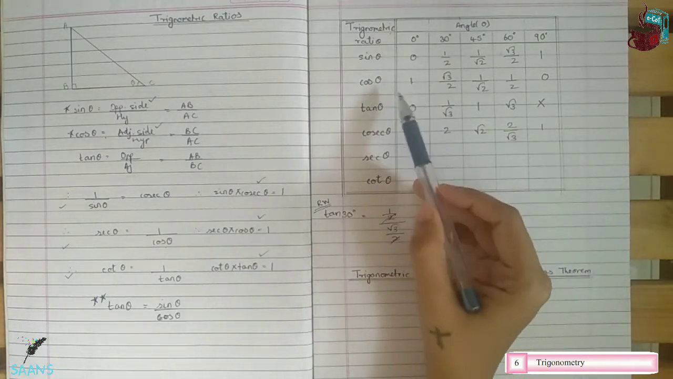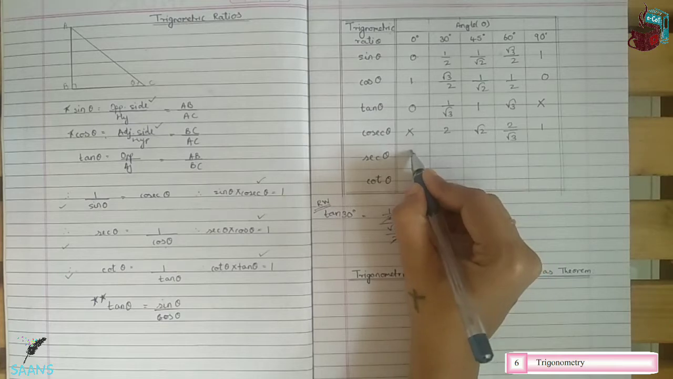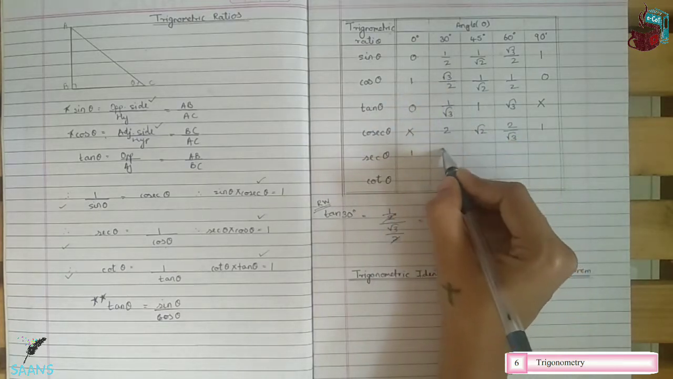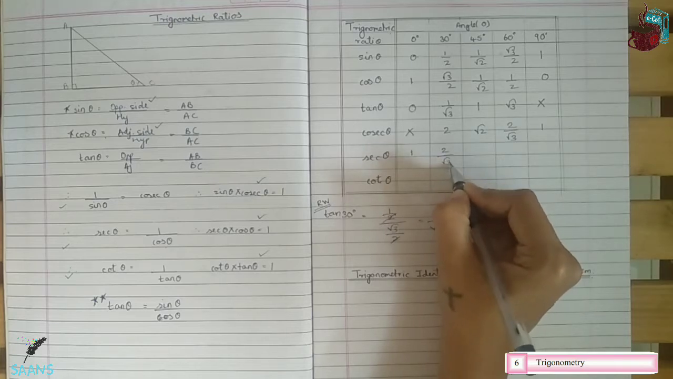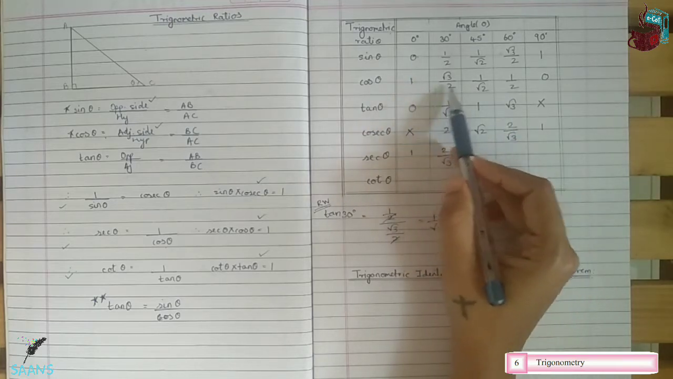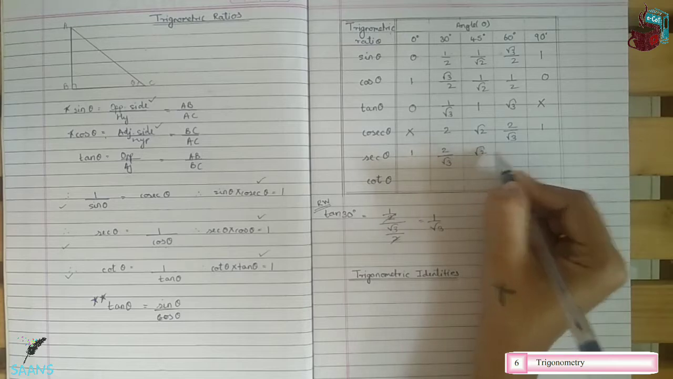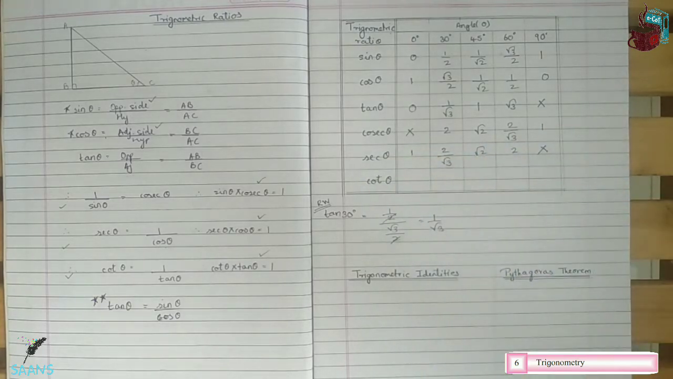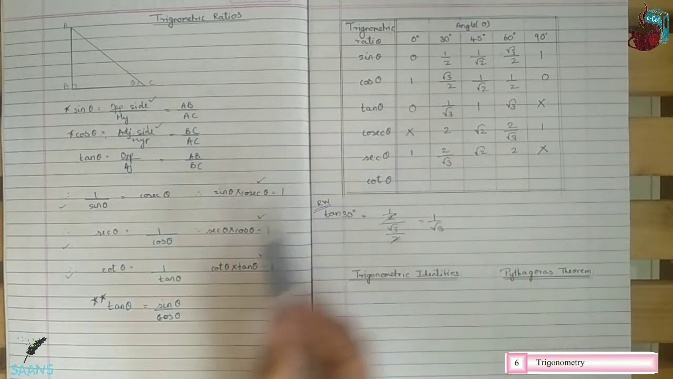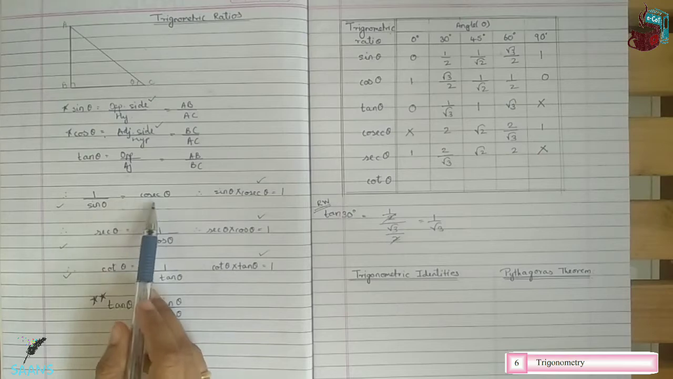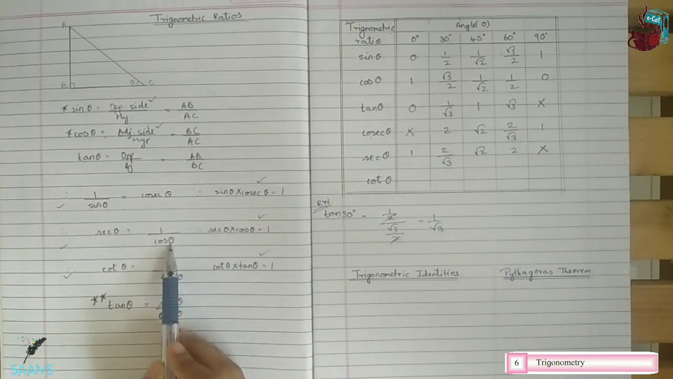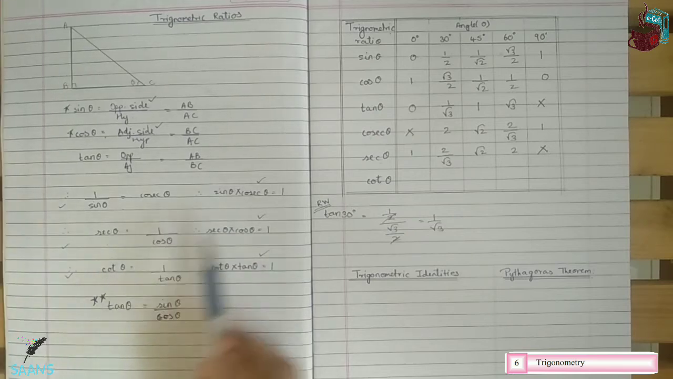So this is how it works. Okay. Now sec is the reciprocal of cos. The reciprocal of 1 is 1. 2 upon root 3. Okay, correct? You have to just do the reciprocal. Then it is root 2. Then it is 2. 0 upon 0 is not defined. Okay, I hope you are understanding this. So cosec is the reciprocal of sine. Sec is the reciprocal of cos. And now cot is the reciprocal of tan.